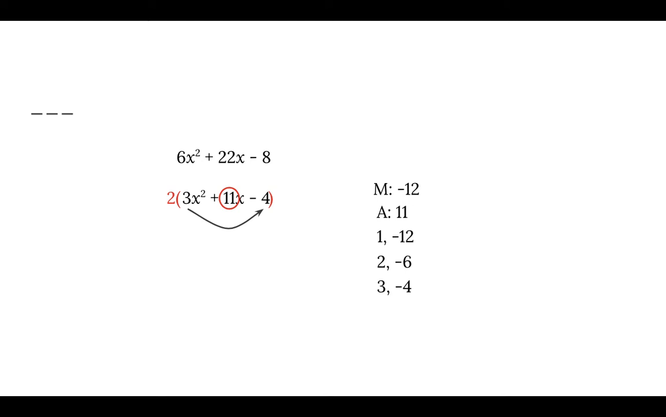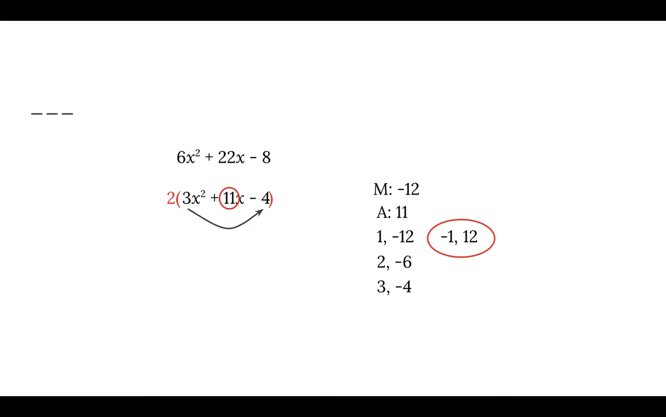Now, none of those gave me positive 11, but the nice thing about this is that whether I do a positive times a negative, or a negative times a positive, I still get the negative product. But what if I flip the signs around? Negative 1 times 12 is still the negative 12 that I'm looking for, but in this case, negative 1 plus 12 gives me the positive 11. So those are the two numbers that I'm going to use.